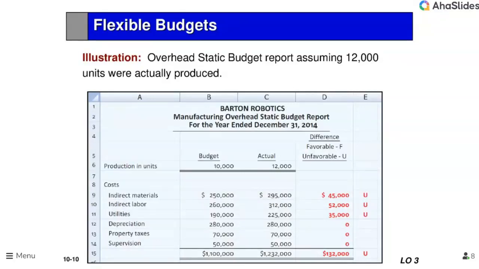Utilities, 190, but you spent 225. Again, unfavorable. You're right on property taxes. Can anybody see what the problem is here with this report? This report indicates that the manager of this department is not doing a very good job in controlling costs. That's what the report says. What is the problem with that report? Can anybody point to it?